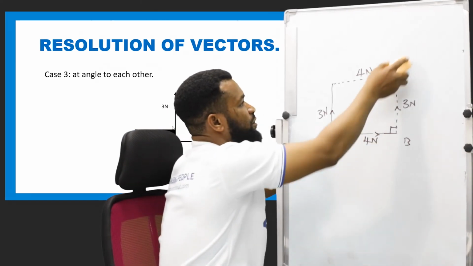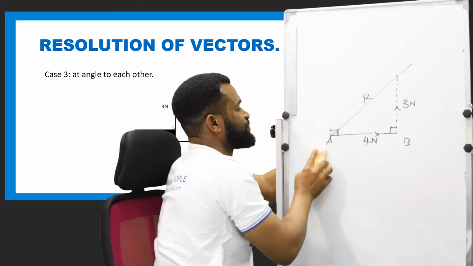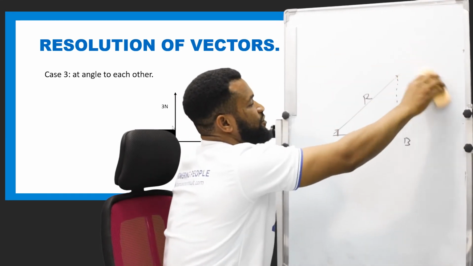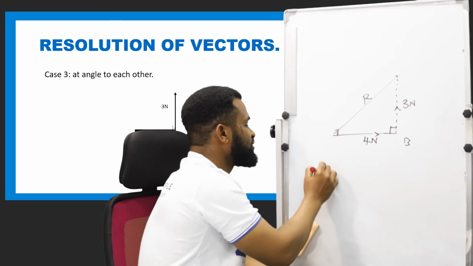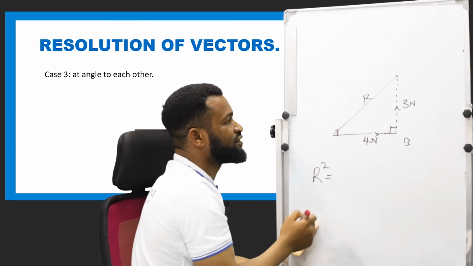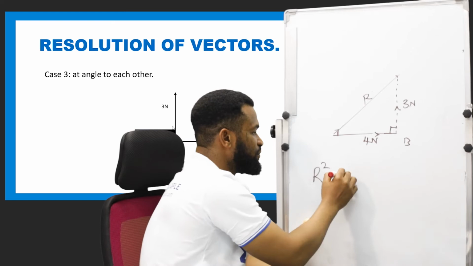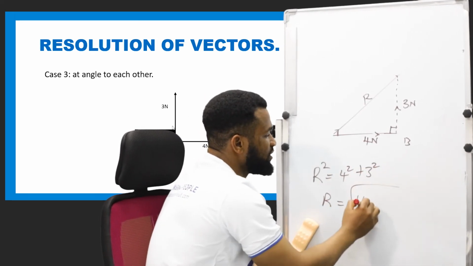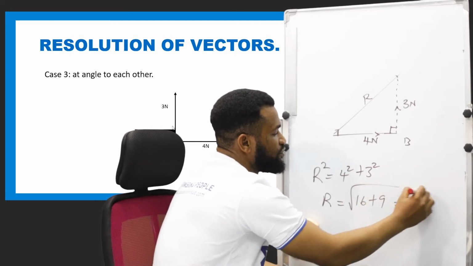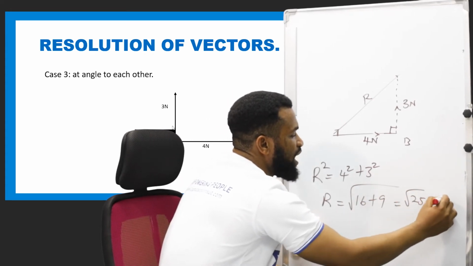For the sake of this problem, look at this. If I remove this part, I have a right angle triangle, and you are asked to find the resultant. R square, that is the hypotenuse, is going to be equal to 4 square plus 3 square. The resultant is going to be 16 plus 9, which is equal to 25, which is 5 Newton.